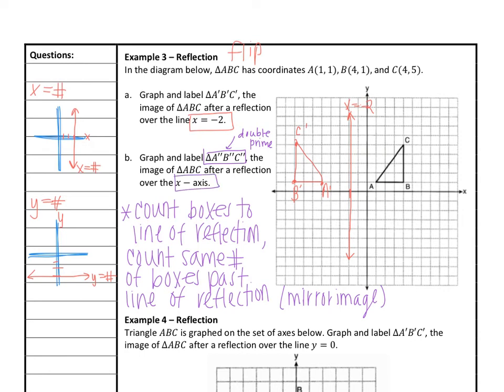So I go back to my original triangle, and this time we're focused on the x-axis, so I'm going to just kind of outline that axis so we focus on it. And then again, we just count boxes. A is 1 away, so we go 1 beyond it, and we get A double prime. B is 1 away, we go 1 beyond. B double prime. Now C is 1, 2, 3, 4, 5 away, so we go 5 again. 1, 2, 3, 4, 5 right here. C double prime. Connect, and you're done. So again, reflection, we still count boxes, but you count the same number twice.